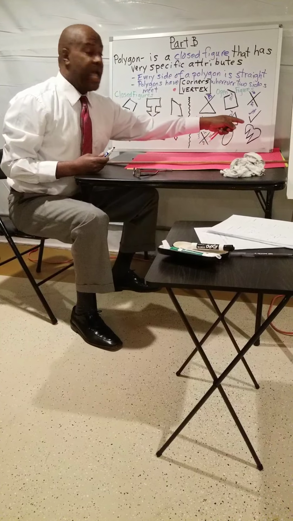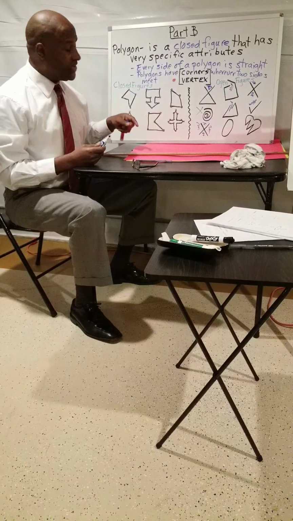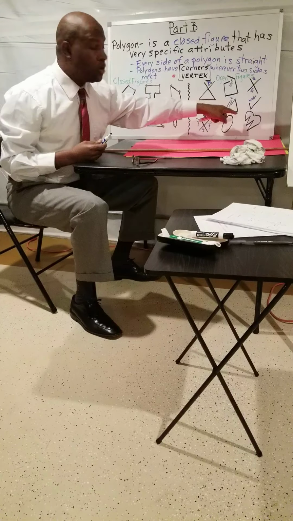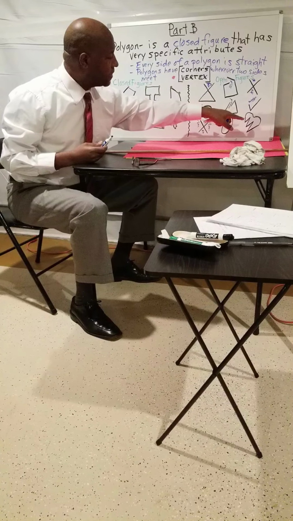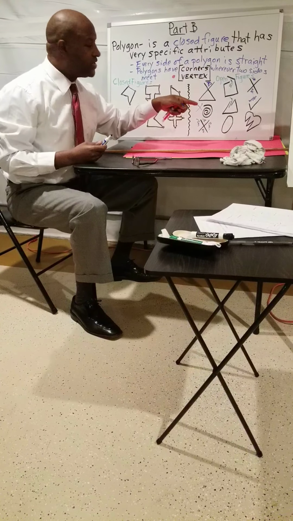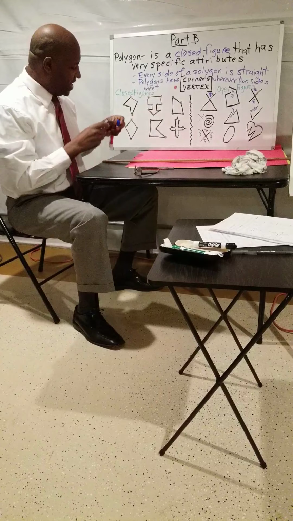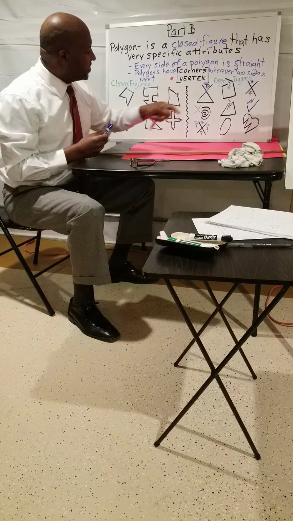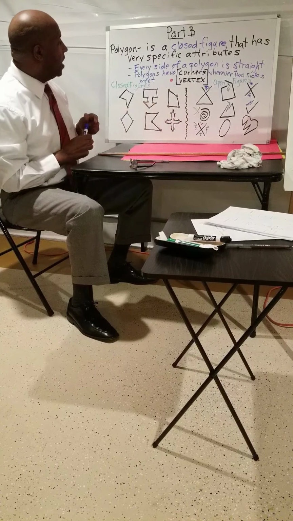Now, it has vertexes. Yes, it has straight lines, but look at those cone shapes. That's what curves it. So it's not a straight line. So therefore, it's not a polygon.